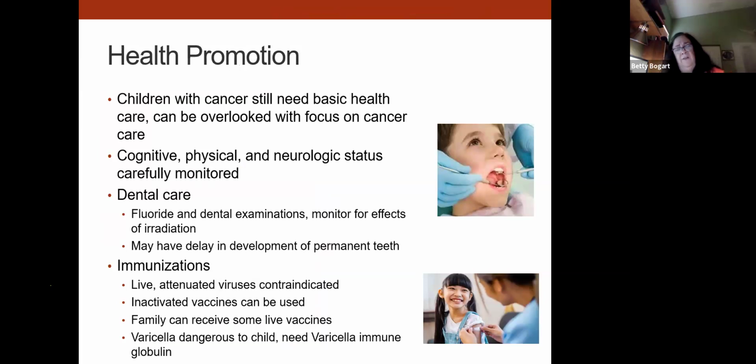These children with cancer still need a lot of basic care. And one of the things we'll think of is immunizations. They're immunosuppressed, right? They don't have a white count. So we cannot give any live vaccines. Varicella is one of them. We're not going to do that. We can do the ones that are inactivated. They're not live. You can do that. The family, you have to be careful. Some they can get, some they can't. Again, we need to ask questions before we give immunizations to family because of the child.